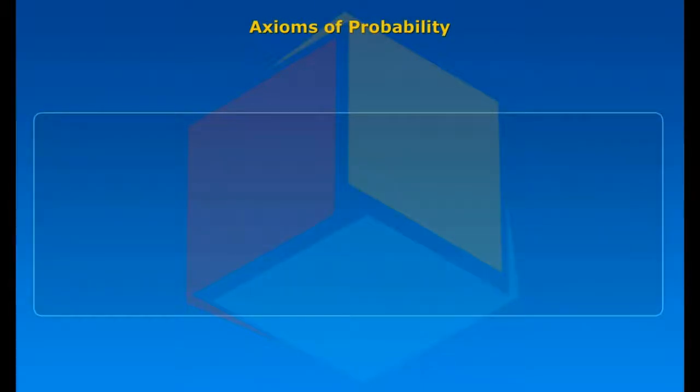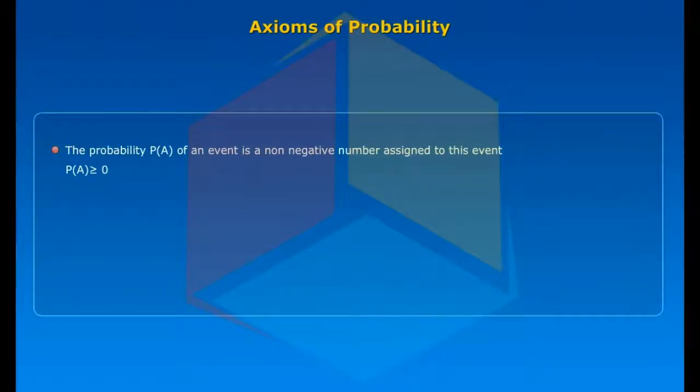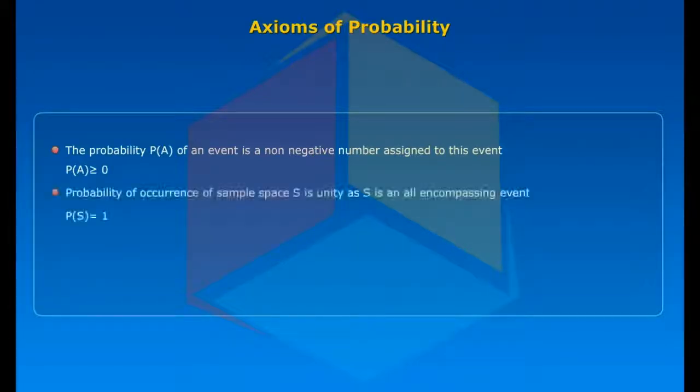Axioms of Probability. The probability P of A of an event is a non-negative number assigned to this event. P of A is greater than or equal to 0. Probability of occurrence of sample space S is unity as S is an all-encompassing event. P of S is equal to 1.